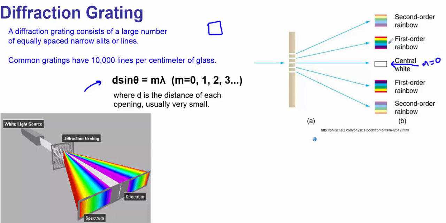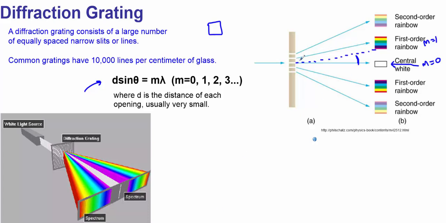Then we're going to start to get the rainbow pattern. We're going to get it at m equals 1. We're going to see that violet will start to separate more than the red. And that's because violet's wavelength is shorter than red's. So if its wavelength is less, its angle is less. So it's going to land on the screen closer to the center line. If I were to draw a line here, that would be the theta for violet.